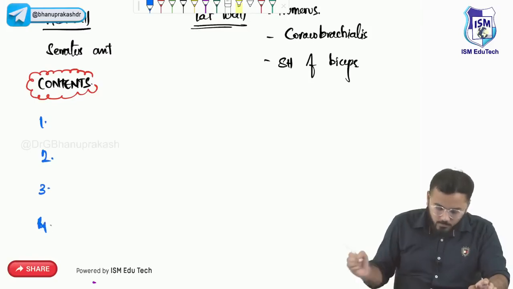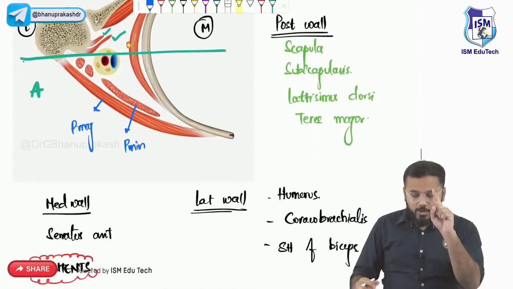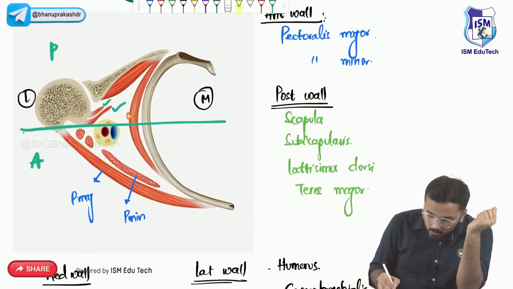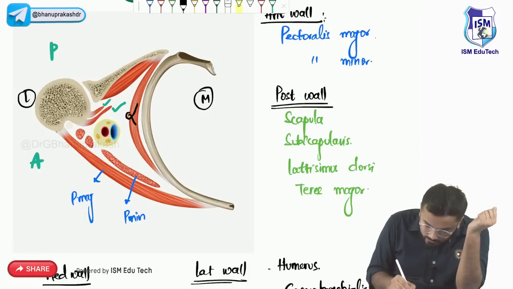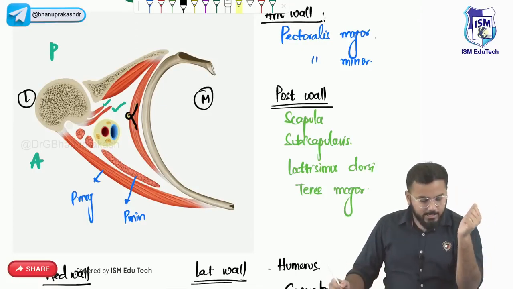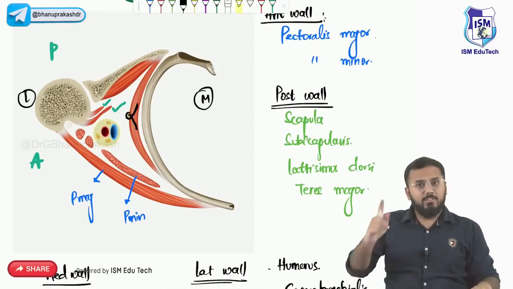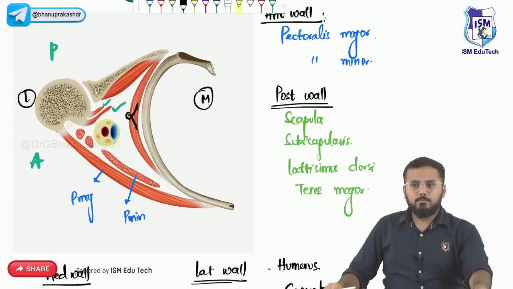L-I-A-R. So there are four contents, guys. What are these four contents? Now you tell me, within this we have got some interesting things. What are these interesting things? Can you look here on the serratus anterior muscle? There is a nerve like this. There is a nerve on the serratus anterior. What nerve can it be, guys, on the serratus anterior? Yesterday we discussed that in much detail.